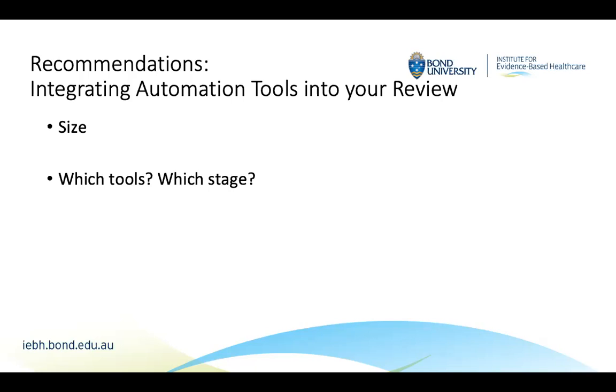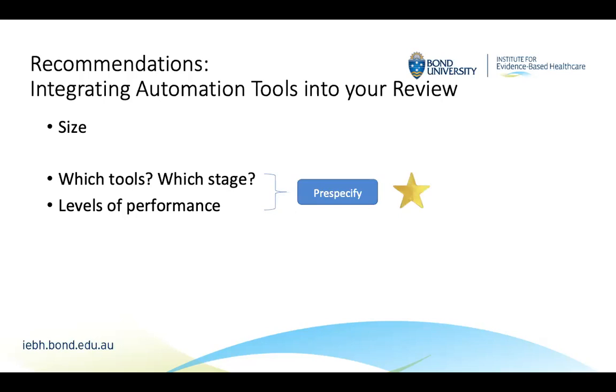Another thing is to consider, as you do with your protocol, how you're going to use your methodology, which tools you want to use at which stage, and what levels of performance. So some tools semi-automate a research process, other tools fully automate it. So which levels of performance are you going to accept in your review? And as with everything, good practice is to pre-specify this.